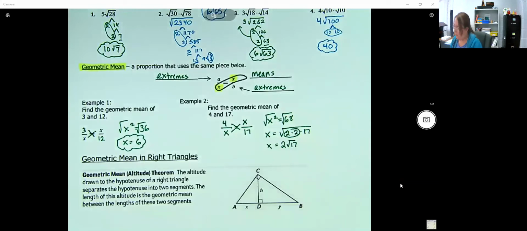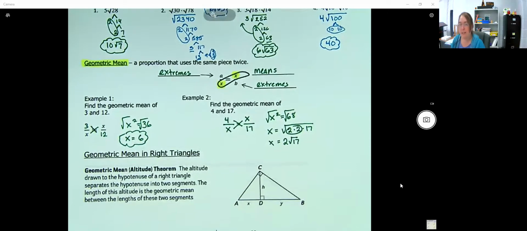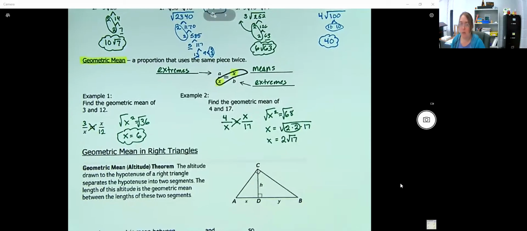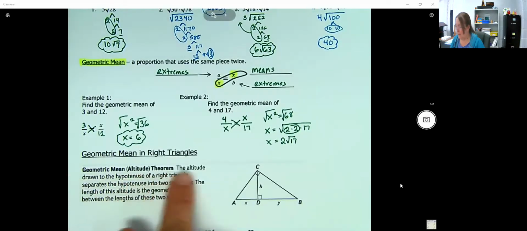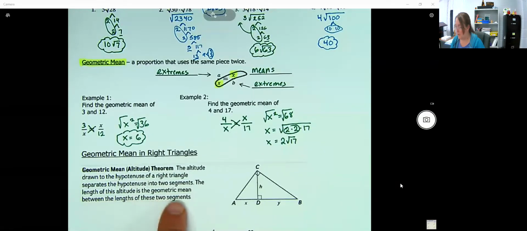Okay, I want to take a moment to talk to you about triangles, okay? The geometric mean exists in right triangles through the geometric mean or altitude theorem. The altitude drawn to the hypotenuse of a right triangle separates the hypotenuse into 2 segments. The length of this altitude is the geometric mean between the lengths of these 2 segments.